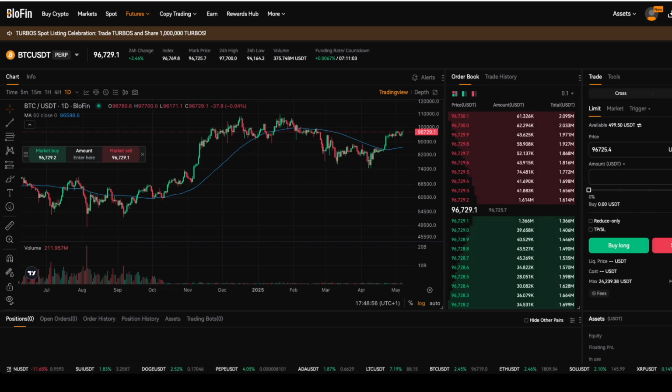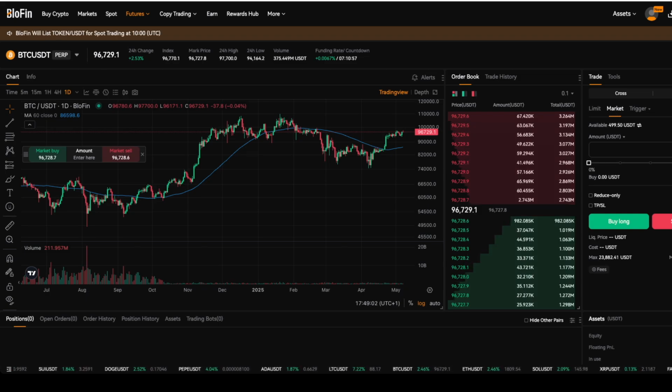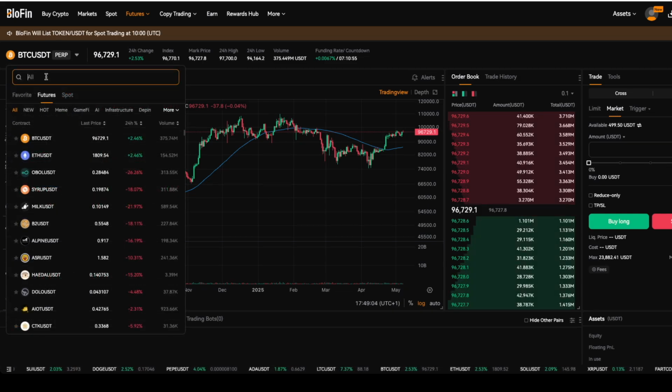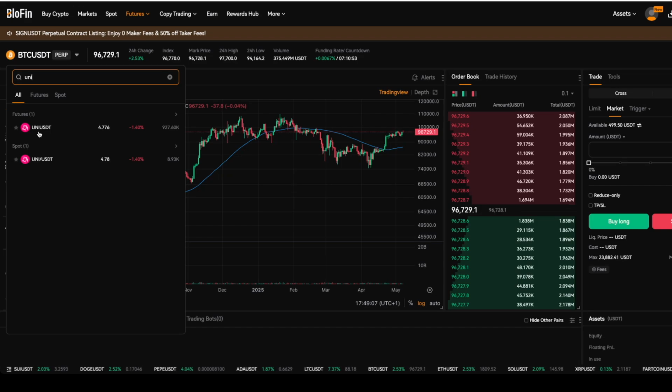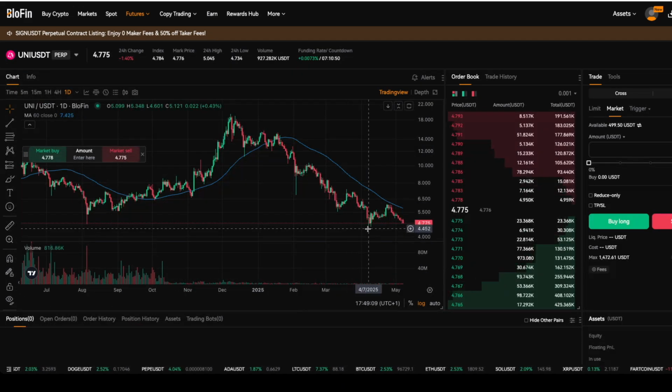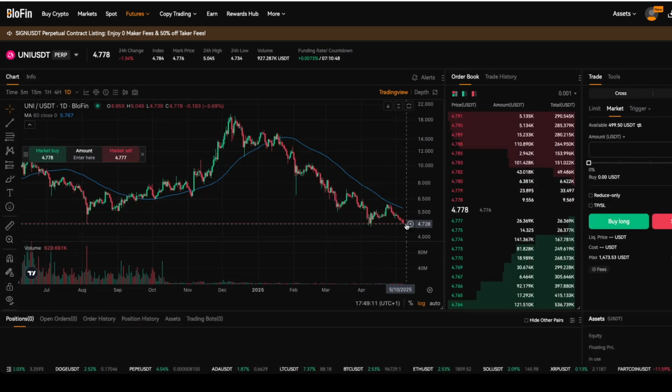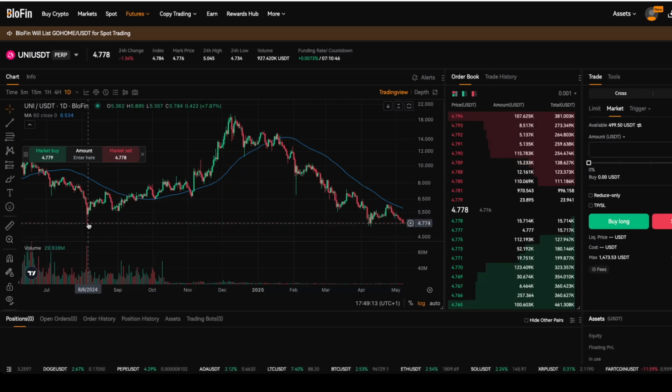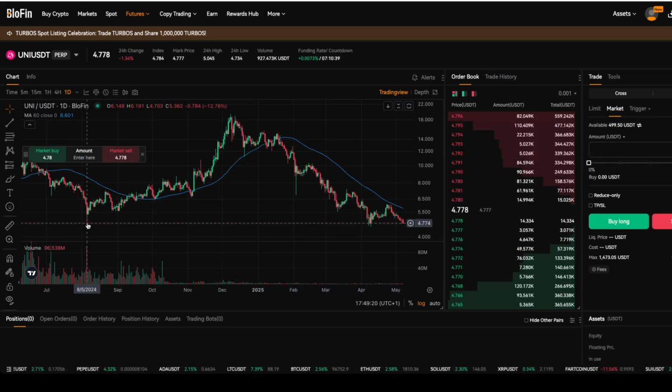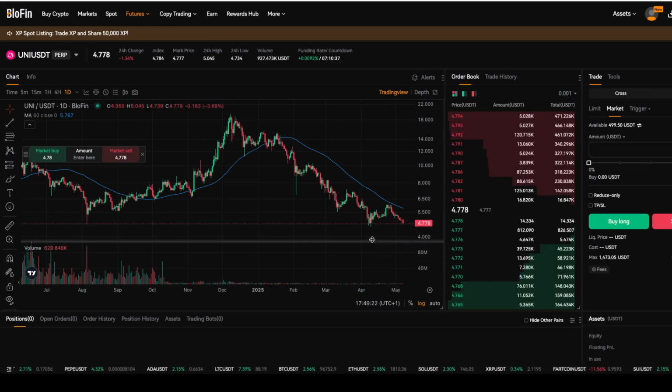Okay, so for this tutorial, we've put $500 in our futures account. We're going to take a trade on Uniswap because from what I can see, it looks like it's at the bottom of its range. So as we can see on the daily time frame, it's almost like a double bottom here. You can see it goes back to this price target from way back in August 2024. So for me, this looks like a good risk to reward.